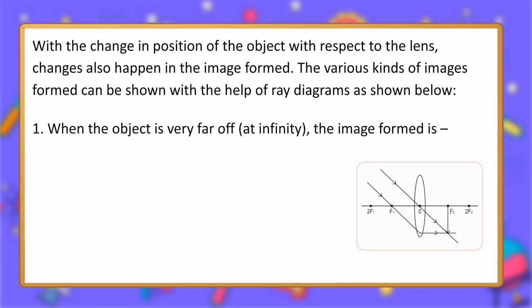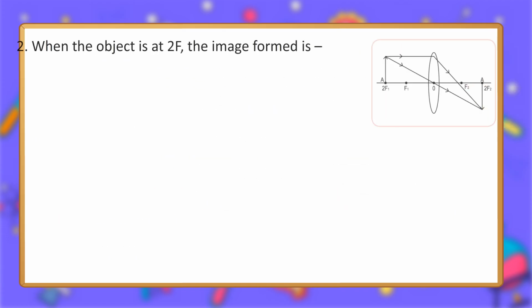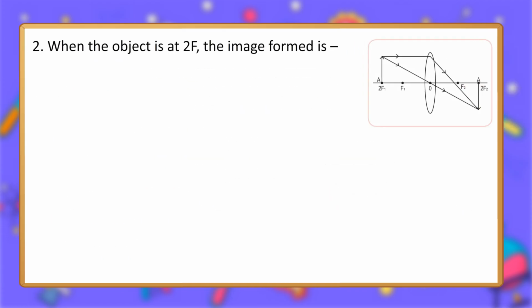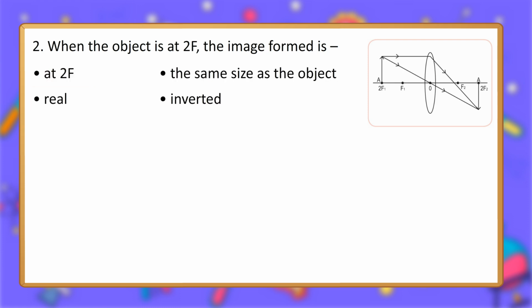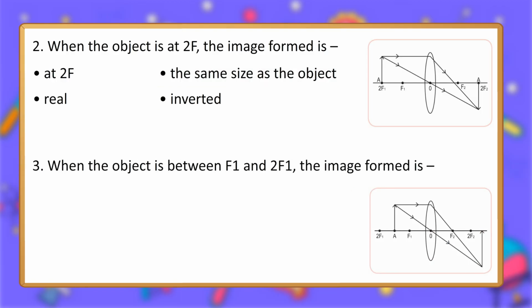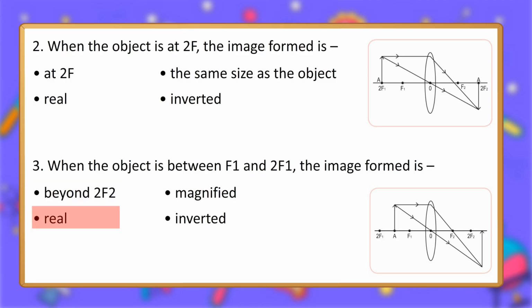1. When the object is very far off, at infinity, the image is formed at f2. Real. Diminished in size. Inverted. 2. When the object is at 2f, the image formed is at 2f. Real. The same size as the object. Inverted. 3. When the object is between f1 and 2f1, the image formed is beyond 2f2.